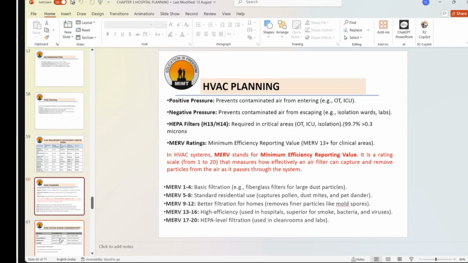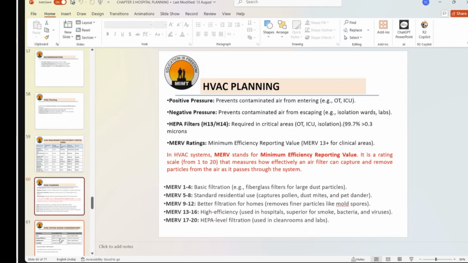So, as I told you, this is 1 to 20. 1 to 4 is basic filtration. 5 to 8 is standard residential use, which we are using in the house and all. 9 to 12 is better filtration than homes. Nowadays, or in various foreign countries, we use such kind of filters, and high efficiency 13 to 16 is used in the hospital, superior, all that kind of things.